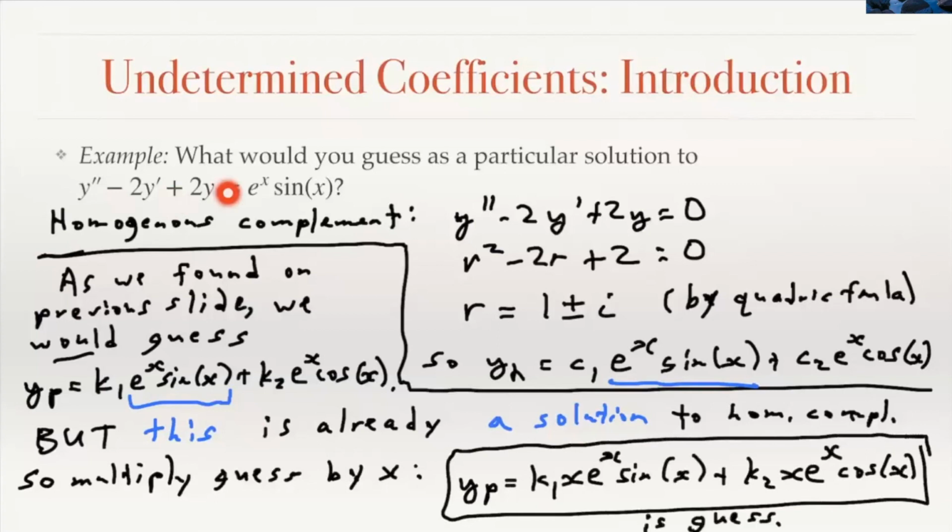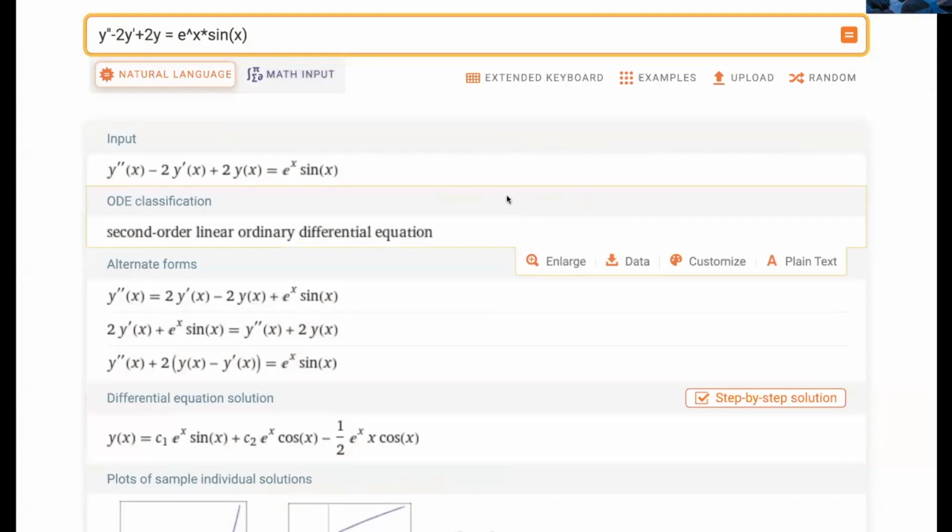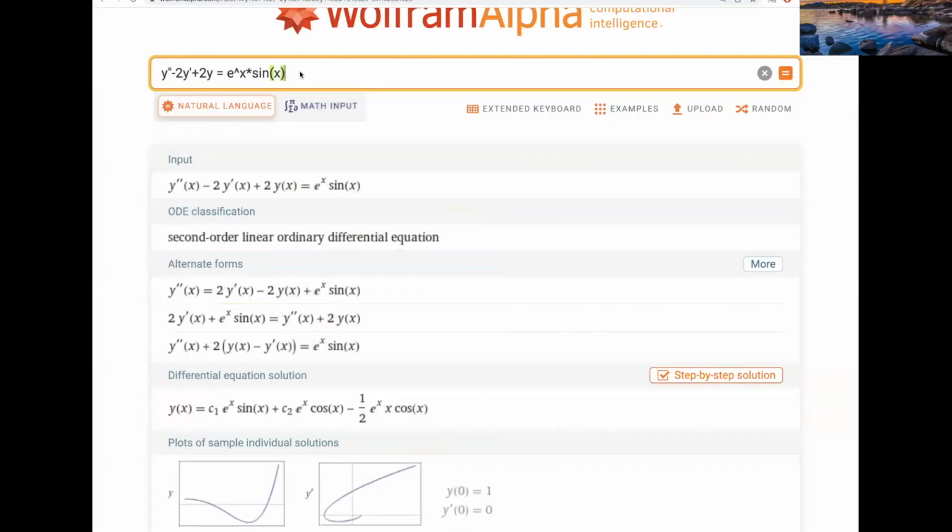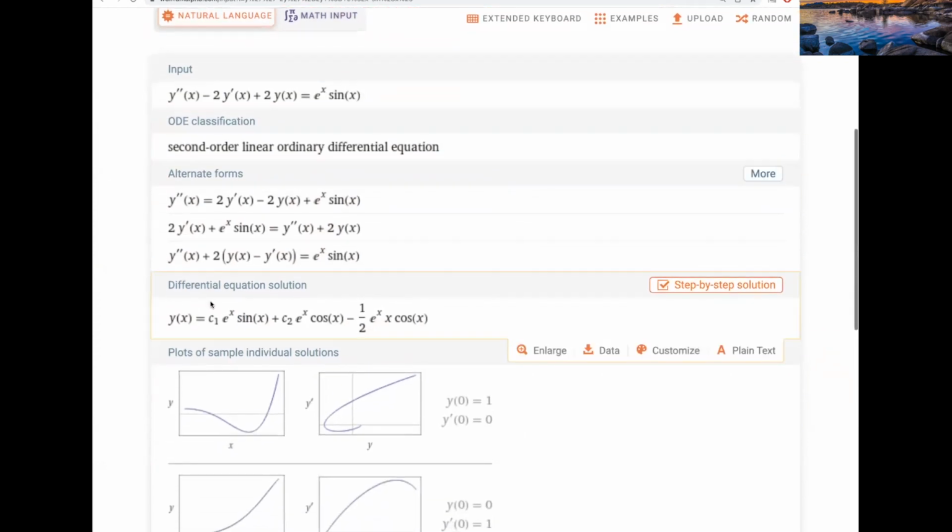And we plug that in, we'll get a system of equations with k1 and k2 after we equate coefficients, just like we did, and solve. And remember that you can always check your work by asking Wolfram Alpha, which you won't have on the final exam. But according to Wolfram Alpha, I put in this same equation, and it solved it for us. So yes, there's the solution to the homogeneous complement, and it looks like our particular solution is -1/2 e to the x times cosine x, which was exactly the form of our guess. So it looks like k1 would have been 0. There's no e to the x sine x, and then k2 would have been -1/2.